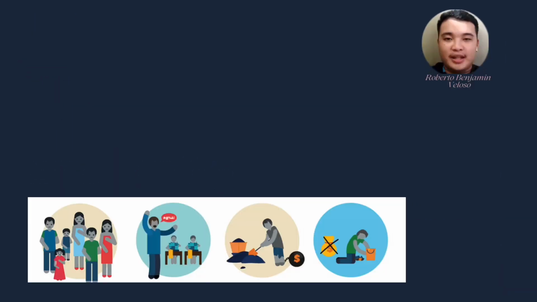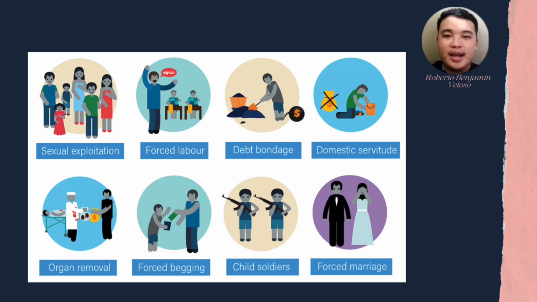Cadet Veloso Roberto Benjamin, and I am reporting about examples of human trafficking. So I have eight examples: sexual exploitation, forced labor, debt bondage, domestic servitude, organ removal, forced begging, child soldiers, and lastly, forced marriage. So we'll start with sexual exploitation.